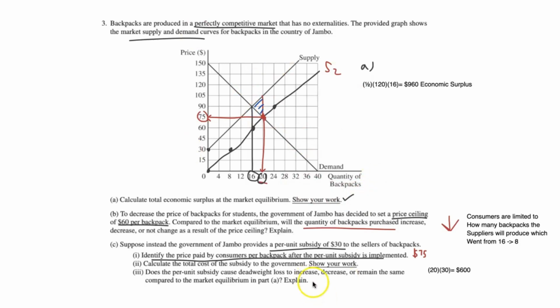So it wants us to explain. So we will say increase because the new equilibrium quantity produced is greater than the allocatively efficient quantity. Okay, so we're not producing at the allocatively efficient quantity, and therefore we have deadweight loss, meaning if we have 0 deadweight loss to begin, deadweight loss must have increased.